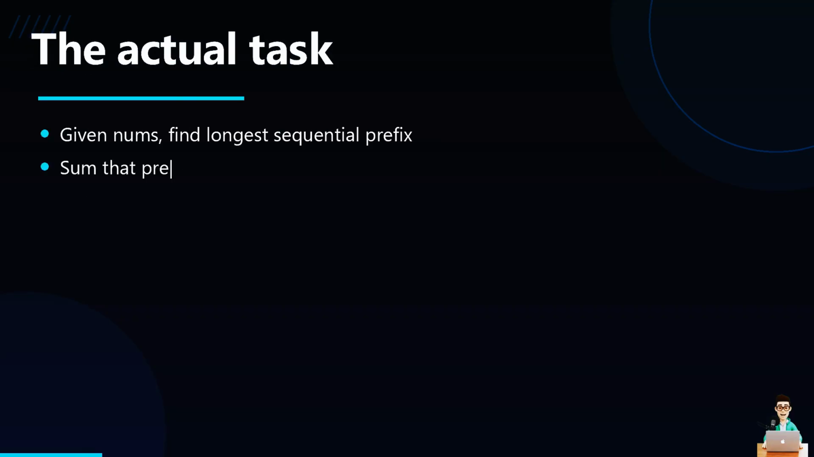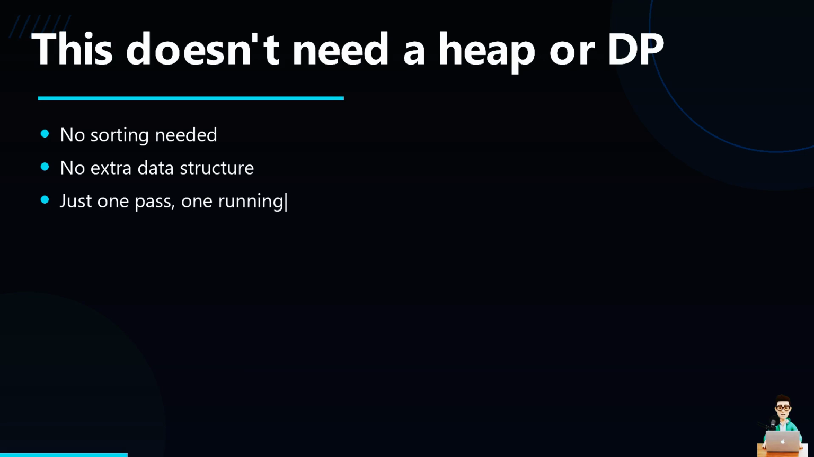Here's the deal. We are given a list of numbers. We find the longest run at the start that goes up by exactly 1 each step, sum it, then return the smallest number missing from the array that's at least that sum. This looks like it might need something fancy: sorting, a heap, dynamic programming. It doesn't. One pass through the array with a running sum solves the whole thing.